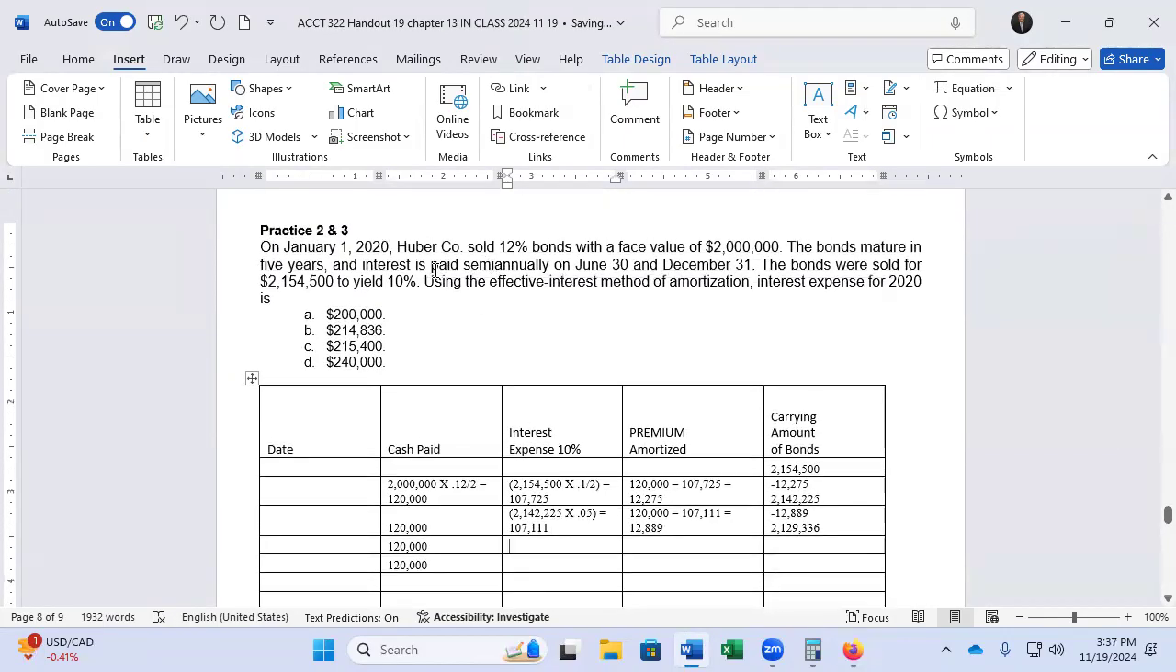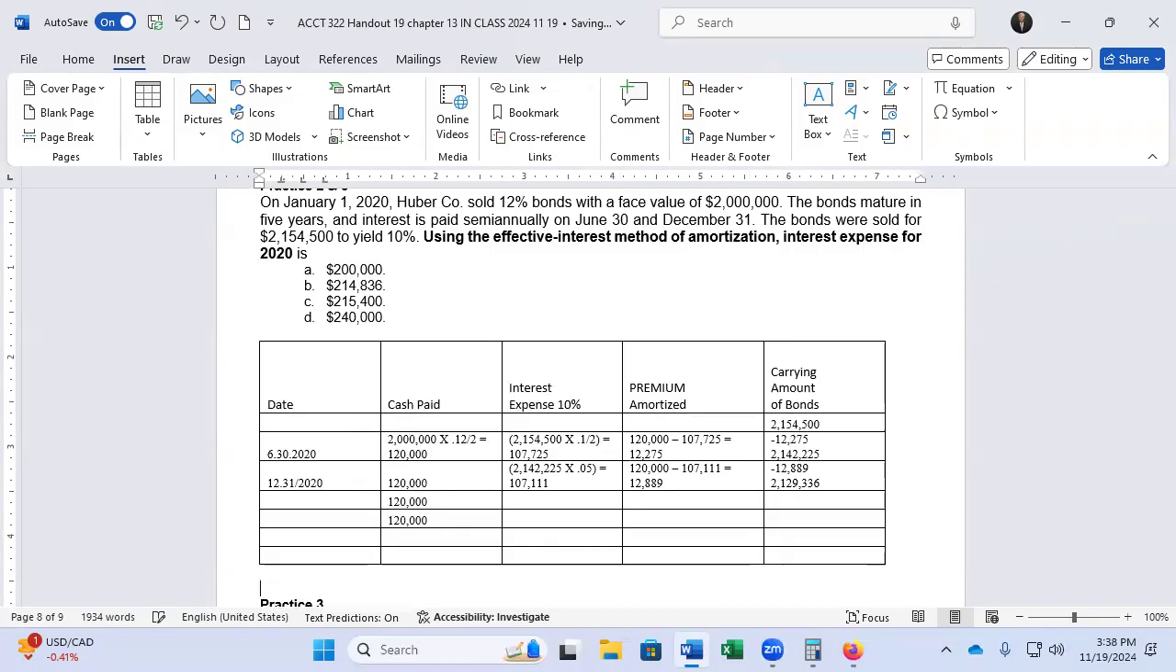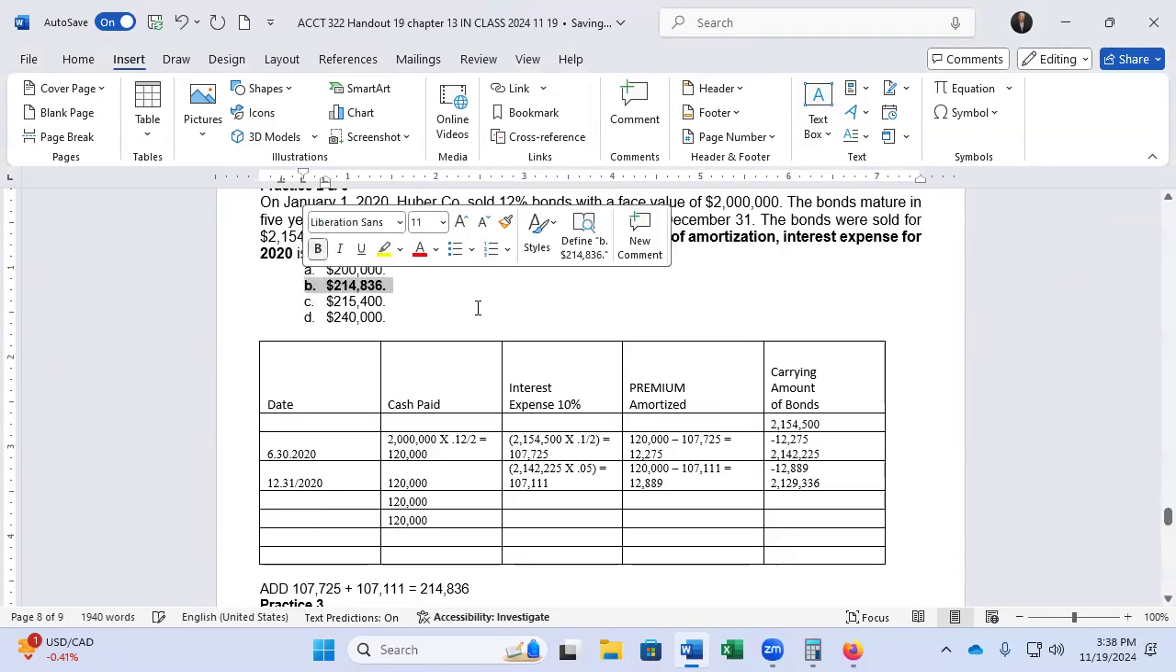So the first one says, using the effective interest method of amortization, interest expense for 2020. And so this would be 6/30/2020 and this would be 12/31/2020. And so we just add 107,725 plus 107,111. And I think that's 214,836. B. Darn it. My always C fails me.